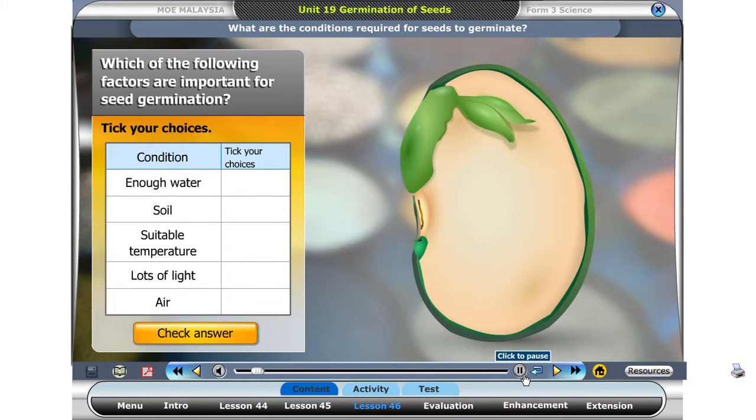Seeds need suitable environmental conditions for them to germinate. Which of the following factors do you think are important for germination of seeds? Seeds need enough water, air, and suitable temperature before they can germinate.